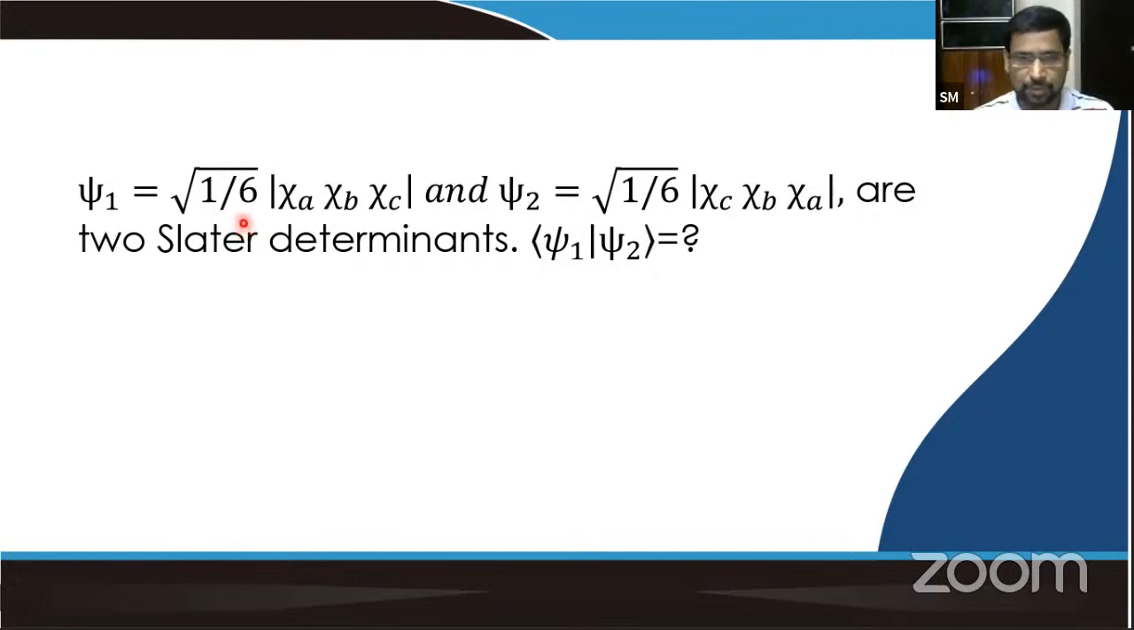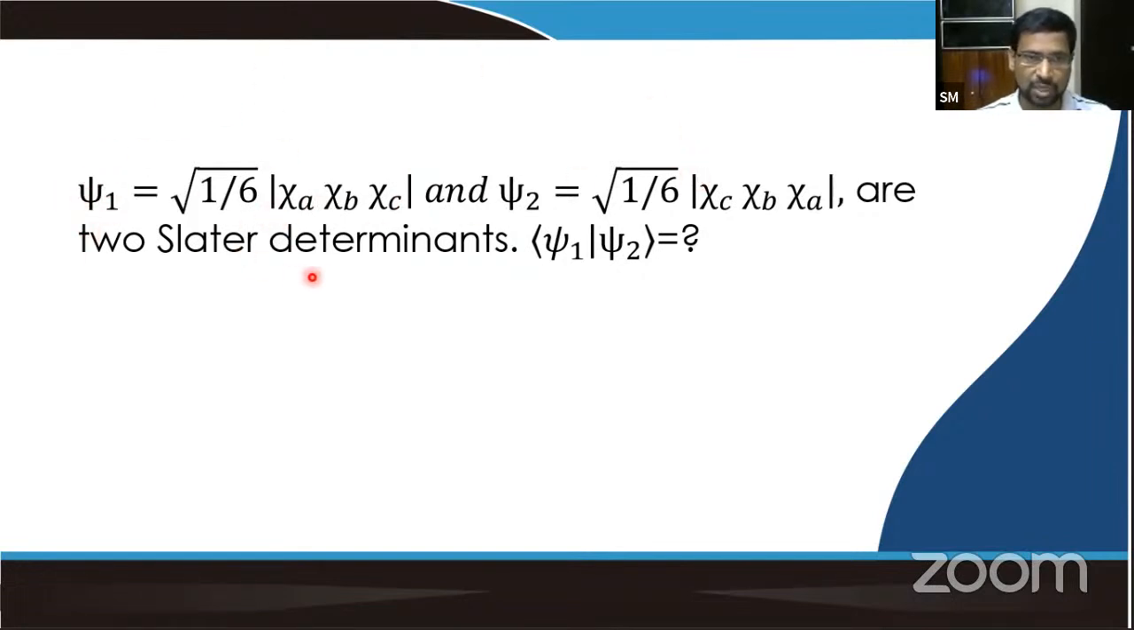One possible misunderstanding the students would have is that they would immediately see that these are different Slater determinants, because here I see chi A, chi B, chi C, and here I see chi C, chi B, chi A, and we know that Slater determinants are orthonormal, so since they are different, the product might be 0. But when you look at these two Slater determinants closely, you will see that they differ by a simple interchange. If I exchange electron 1 and electron 3, that means chi A and chi C, you will see that I go from psi1 to psi2.